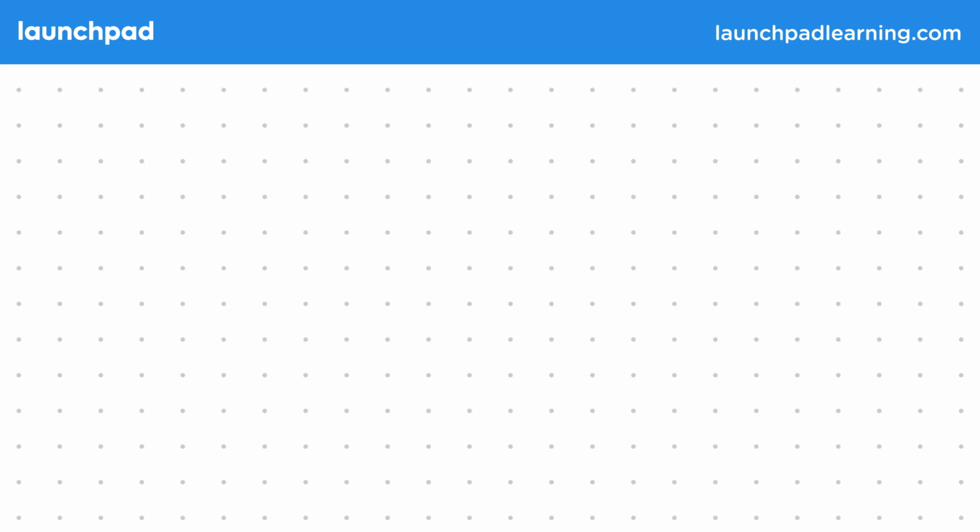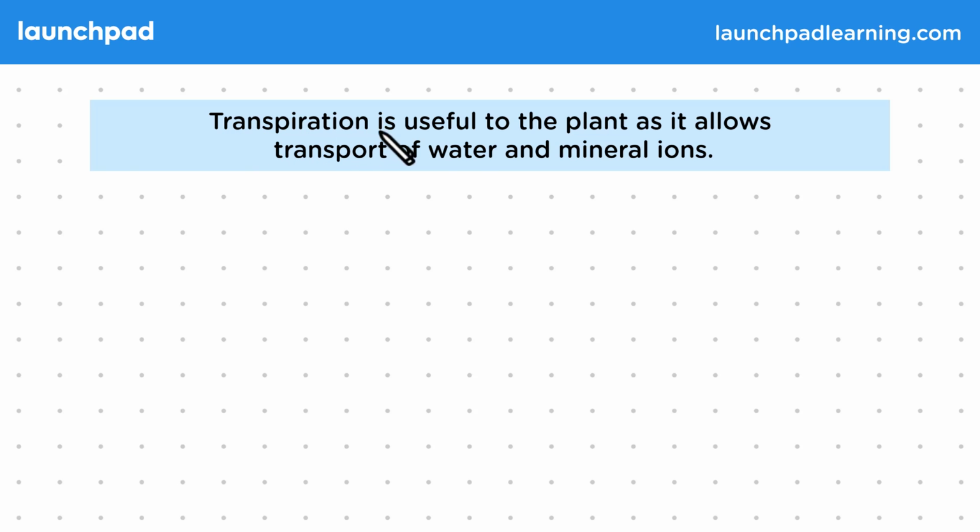You don't need to specifically describe uses of transpiration in plants, but it is useful to think about the reason and the need for different processes occurring in plants. Transpiration is useful to the plant as it allows transport of water and mineral ions.